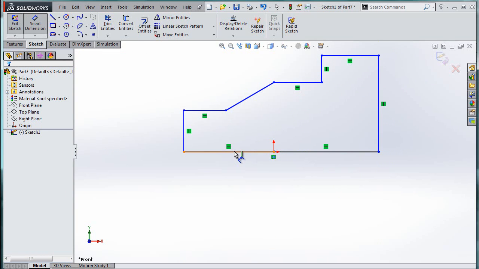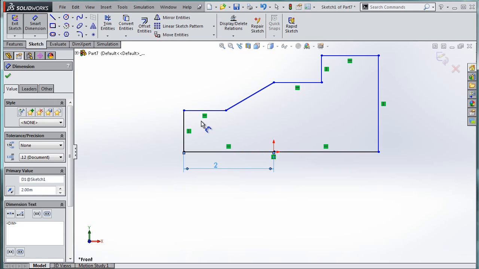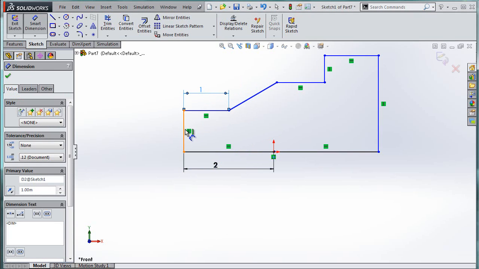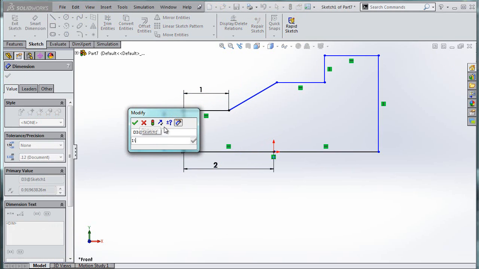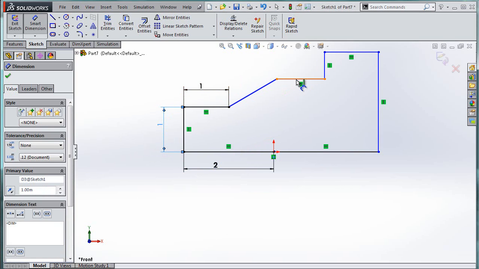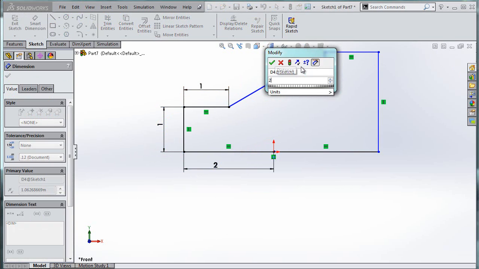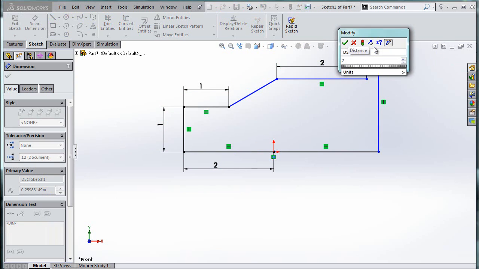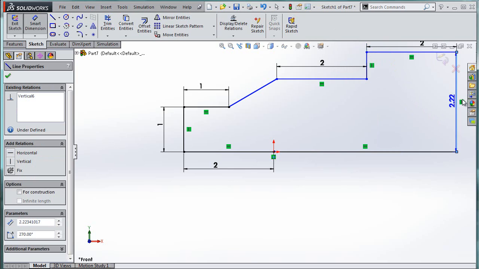All right, now I'm going to dimension some things. This guy is 2, and this guy was 1, and this guy was 1. 1, come on. 1. And this guy was 2. And this guy was 2. And this guy was 3.